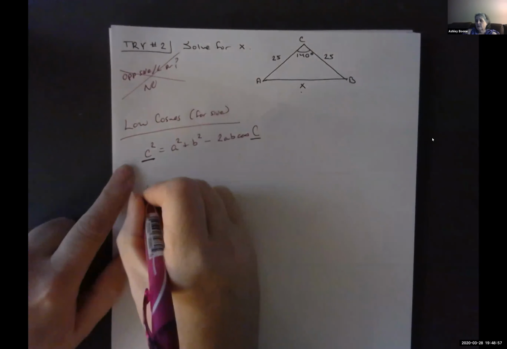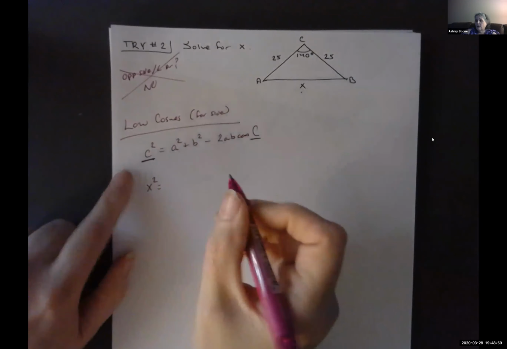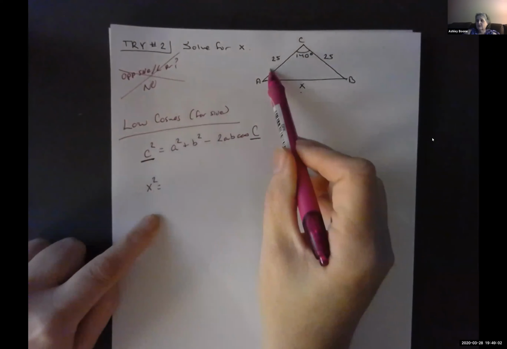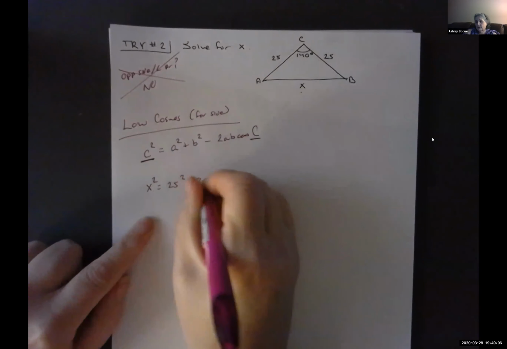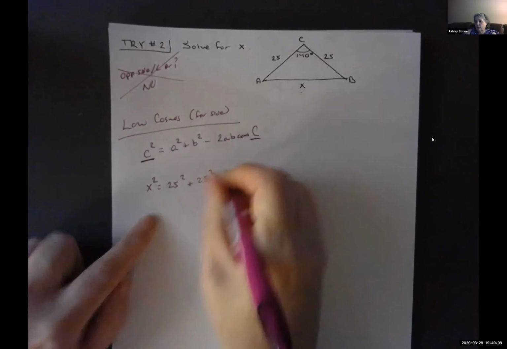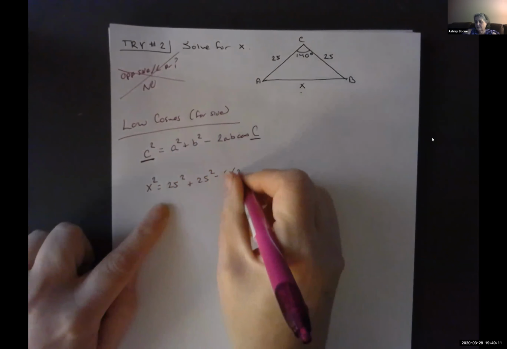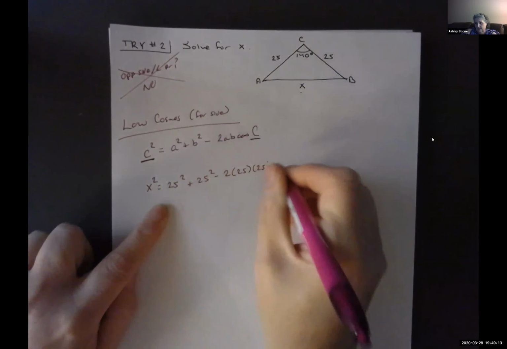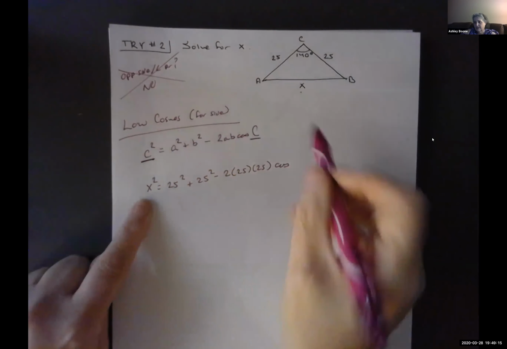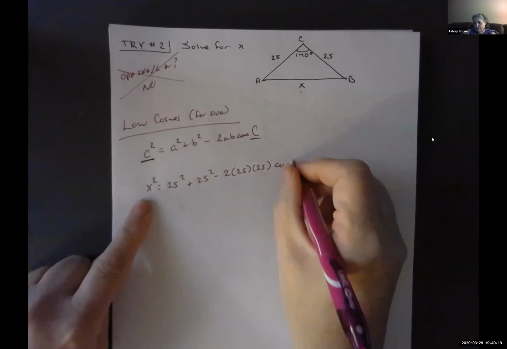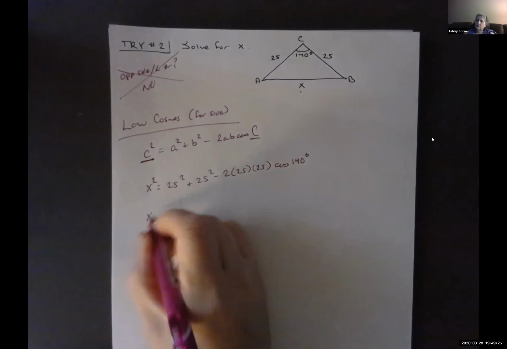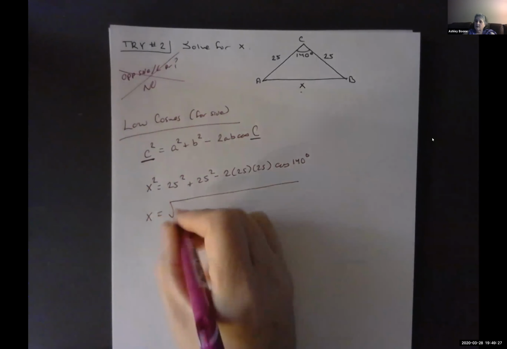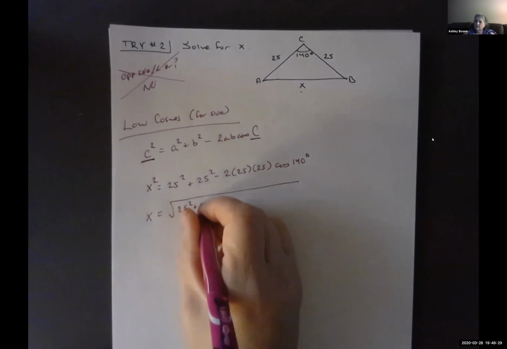That's going to be x squared is equal to the square of each of my other sides. So I have 25 squared plus 25 squared minus 2 times the product of each of those sides times the cosine of the angle that's opposite of x, that's 140 degrees. So x squared is equal to all of that, which means x is equal to the square root of that big old mess.